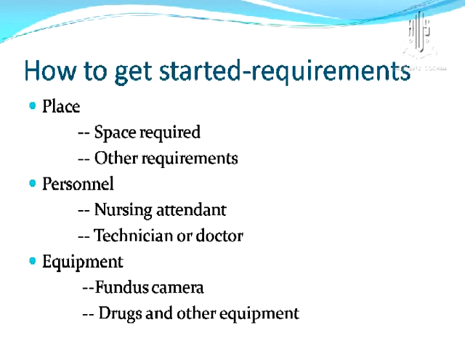So how do you get started? You need to look into three things: the place, the personnel and the equipment. The place would include the space required and other considerations. Personnel would be the nursing attendant, the technician or a doctor to perform the angiography. Equipment is in the form of fundus camera, drugs and other equipment.